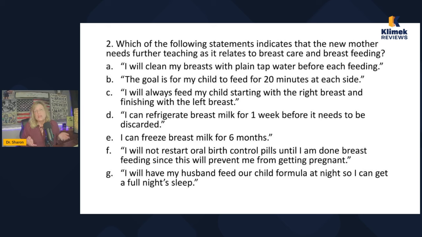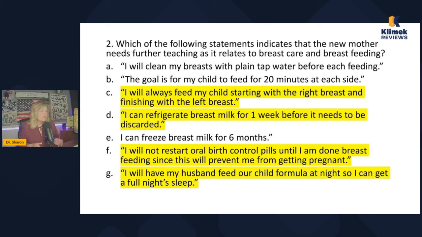The only way it's okay to tell the NCLEX that you'll use formula is if there's no breast milk to be had, like if you've adopted the child or if maybe mom's not producing any breast milk. Then you can use formula. But other than that, never tell the NCLEX that you're going to formula feed just for convenience sake or sleeping. They're going to go, well, the research shows that breastfeeding is the best. So that's why I'm saying that.